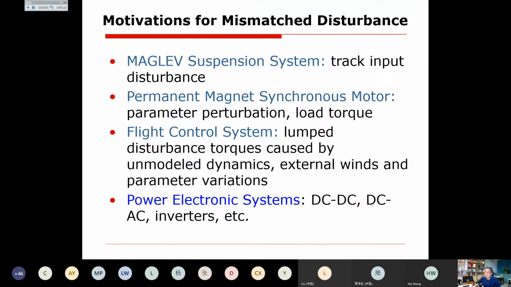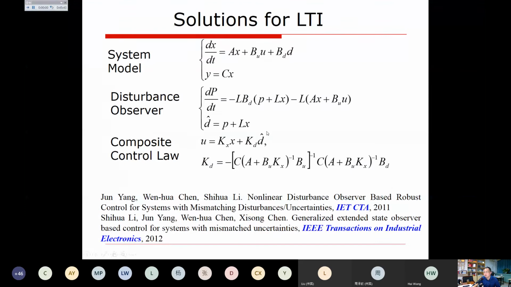I will not give more details on it. You can see in many mechatronic systems like PMSM, magnetic suspension systems, flight control systems, and power electronic systems, they always have different kinds of disturbance. And most of the time they have both matched and mismatched disturbance. So our solution is still that you have a disturbance observer, but you should have a specially designed KD. It's related to the ABC structure, right? And in the matched case, BU equals BD, then the KD reduces to -1. Then we include the matched case.